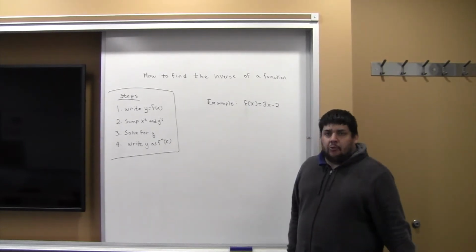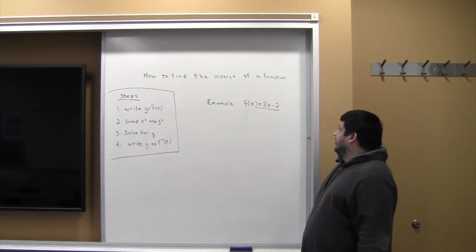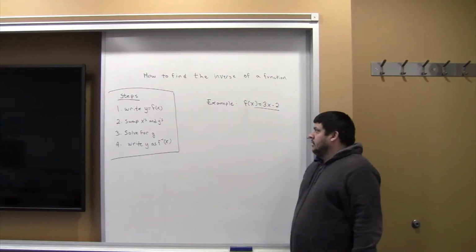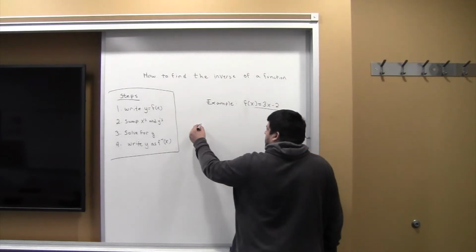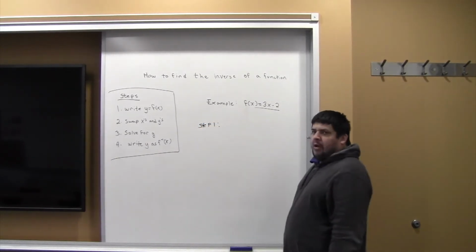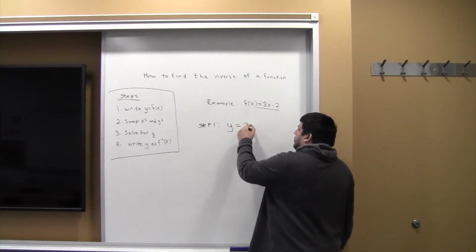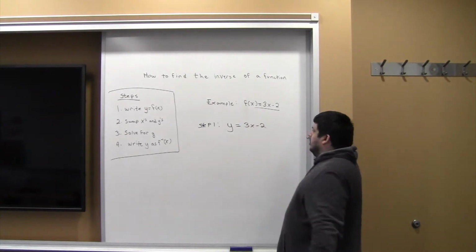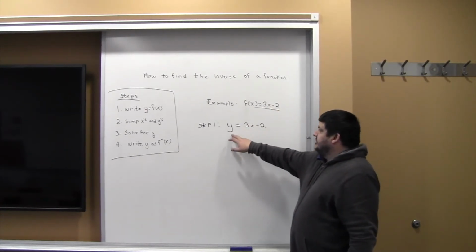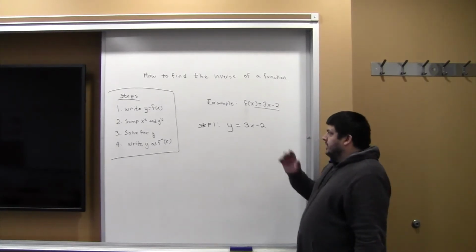Let's start with a simple one. We have here f of x is equal to 3x minus 2. Well, step 1 says to write in y where I see f of x. So instead of f of x equals 3x minus 2, I now have y equals 3x minus 2. So I've completed step 1.